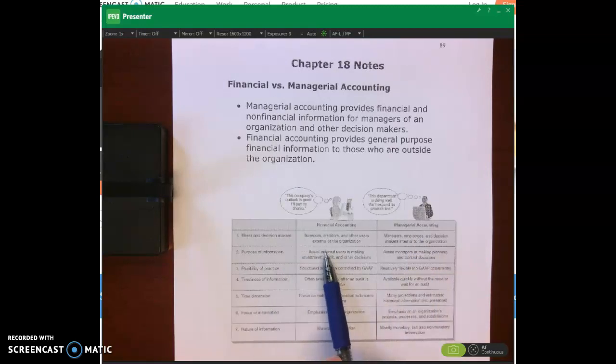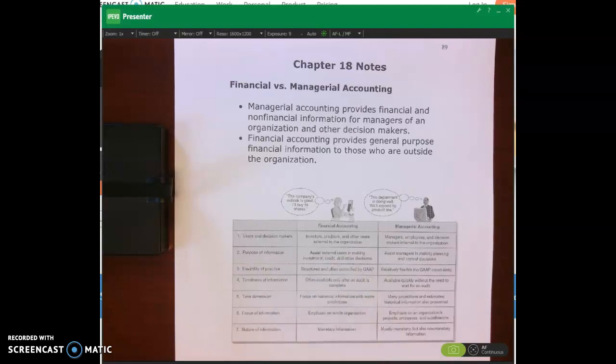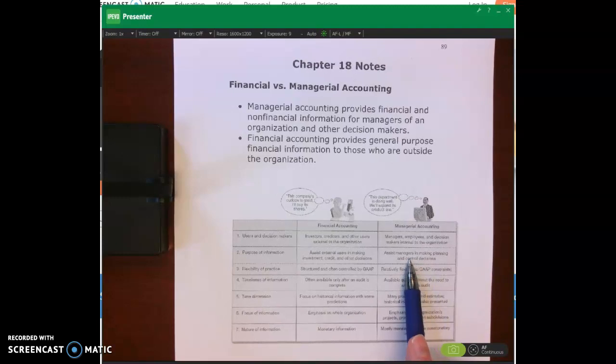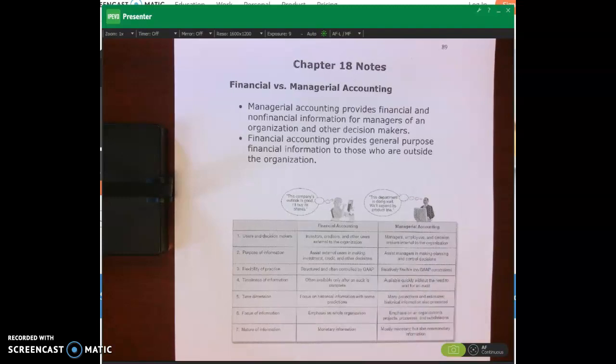The purpose of information with financial accounting: help external users to make investment decisions or any other kind of decisions associated with regulation or credit decisions. Should we loan money to this company? Purpose of information with managerial accounting: help managers inside the organization with planning and control and decision making.